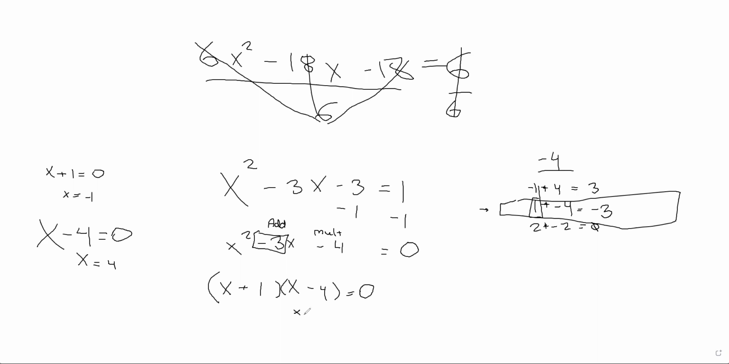Yay, we have both of our solutions. If x is 4, the whole thing becomes 0. If x is -1, the whole thing becomes 0. So these are the only 2 solutions to this quadratic expression. So that is how we factor. That's how we solve a quadratic by factoring.